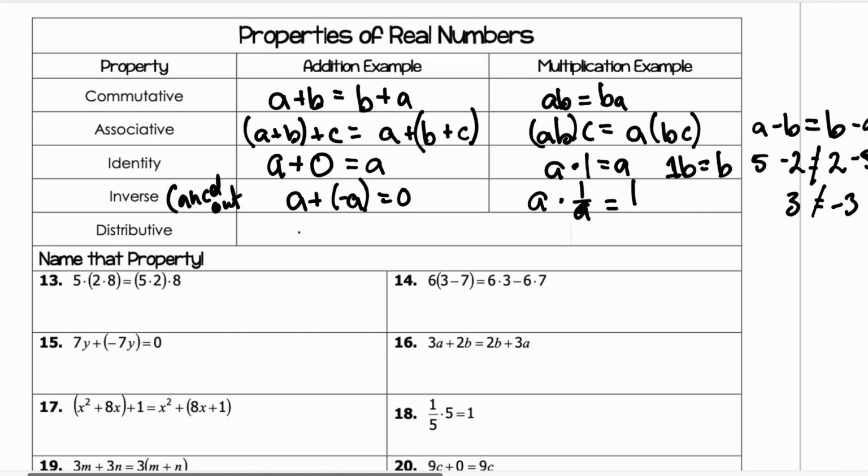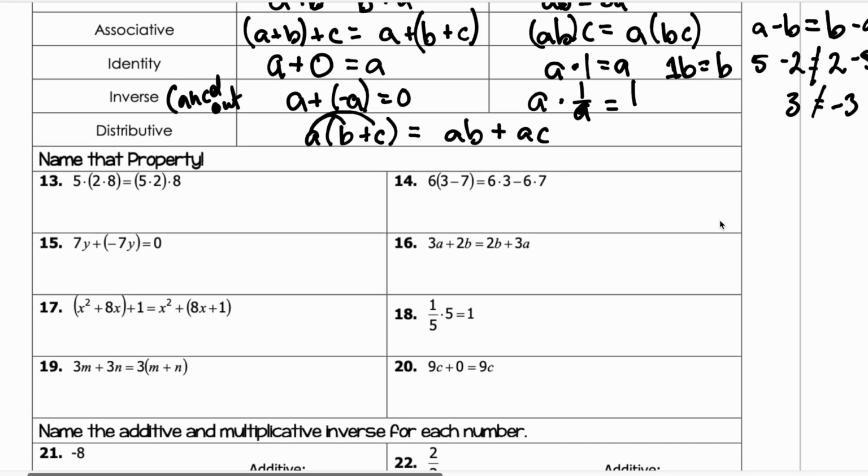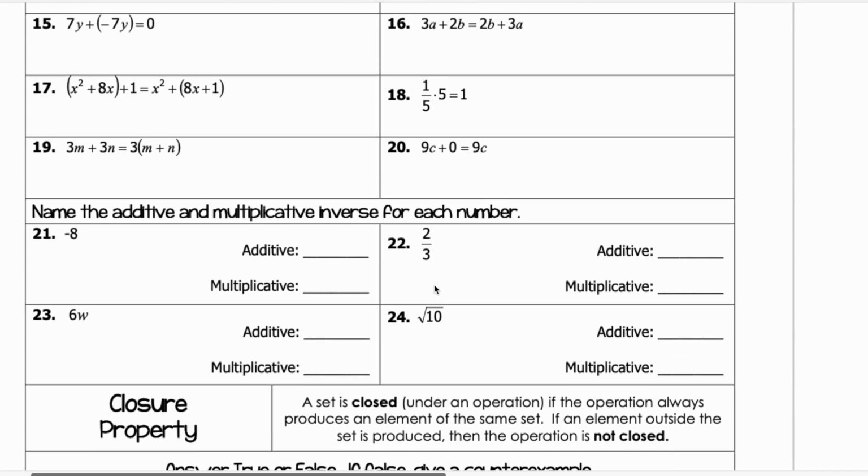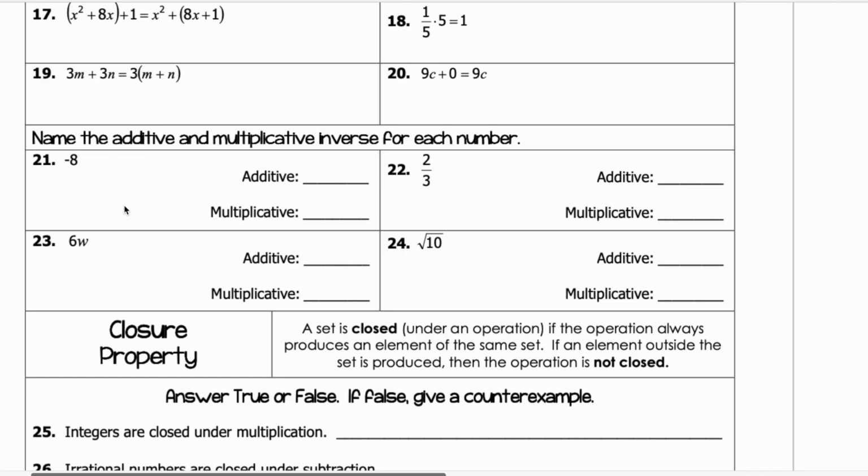The distributive property, you guys are pretty familiar with how that works. We have A times B plus C is going to equal, we distribute the A times the B and the A times the C. So it's going to be A times B plus A times C. All right, so here we have where they want you to name the properties, and these I'm going to let you guys do on your own, but I want to take a look at number 21 so it doesn't confuse you.